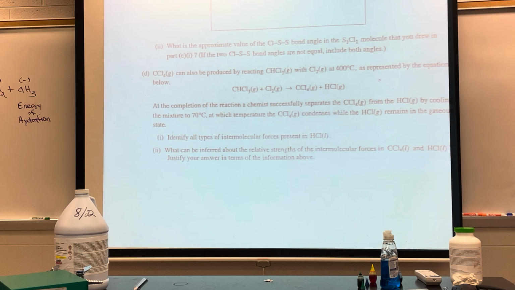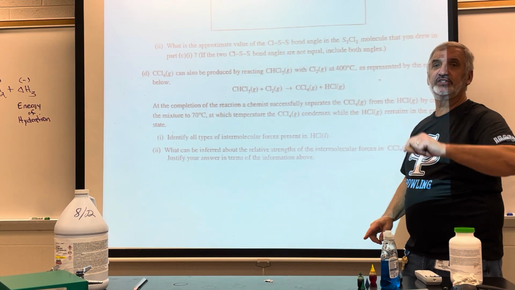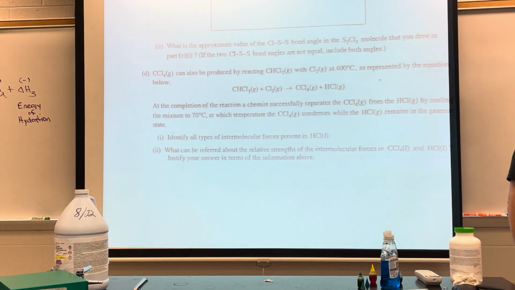What data, what evidence based on the information above tells you? HCl remains a gas at 70 degrees and CCl4 condenses. So what does that tell you? So that means that HCl is weaker because it stays a gas and doesn't want to combine together. Okay, let's say it in terms of the other one then. The CCl4 is stronger because it wants to bond, because it condenses at the lower temperature.